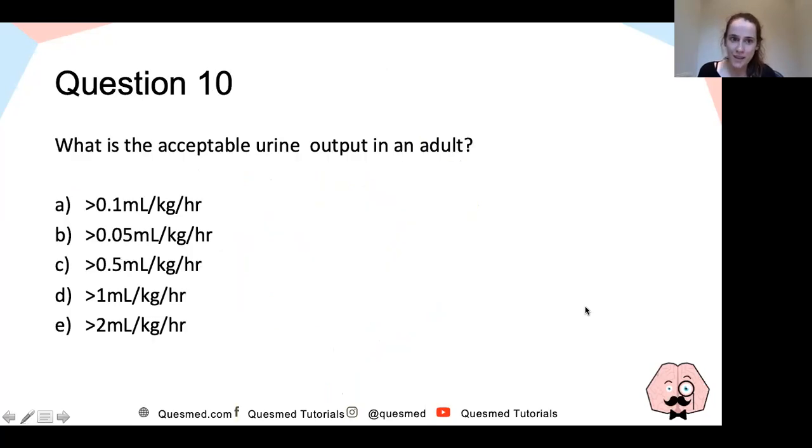Okay, we're on to our last question. It's been quite a whistle-stop tour today, so we'll have time for questions at the end. So what is the acceptable urine output in an adult? Is it A, greater than 0.1 mils per kilogram per hour? Is it B, greater than 0.05 mils per kilogram per hour? Is it C, greater than 0.5 mils per kilogram per hour? Is it D, greater than 1 mil per kilogram per hour? Or is it E, greater than 2 mils per kilogram per hour?